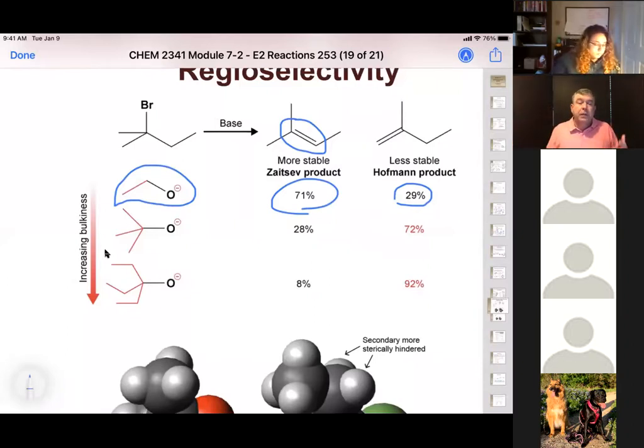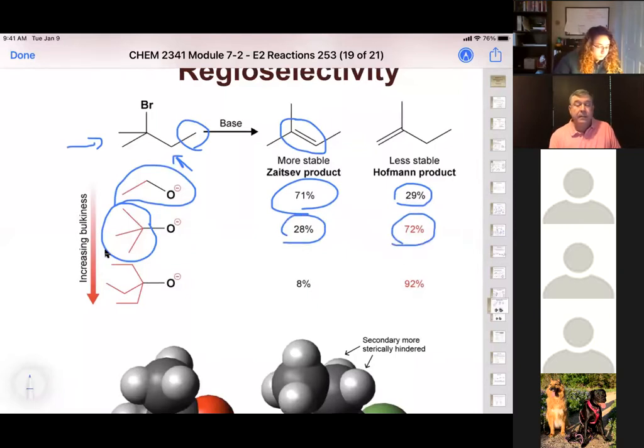What happens when it starts to get so big that the methyl group over here is crowding out the base trying to remove the hydrogen here? Well, if it's crowded out because of that, it's going to go to the least sterically hindered side of the molecule. And when we do that, we see that when we have something like a t-butyl group here, our Zaitsev product drops down to 28, and our less stable, our Hofmann product, the least substituted product, is now the major product.